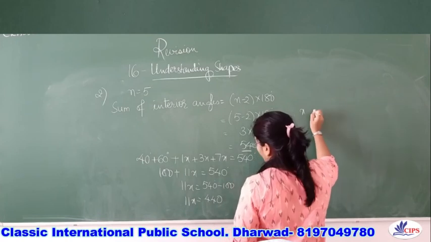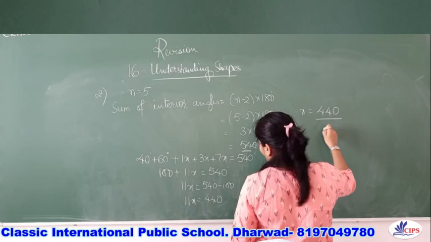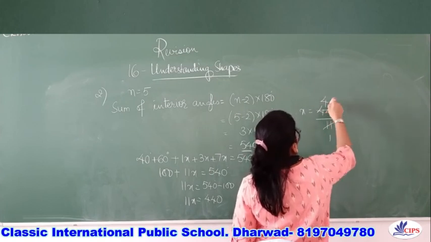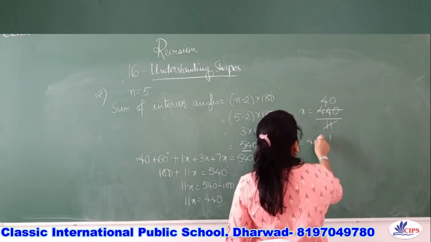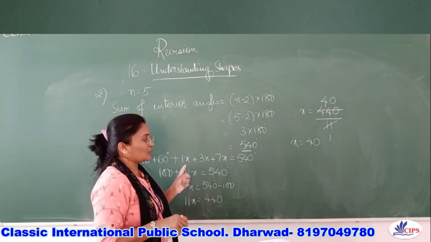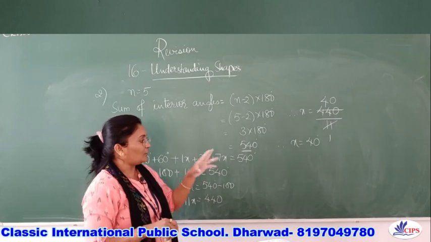Therefore, let us find the value of x. x is equal to 440 divided by 11. So 11 ones are 11, 11 fours are 44, and 0. So we got the x value as 40. So here we have 1x, and that x value will be 40. Next, we have got the value of x.